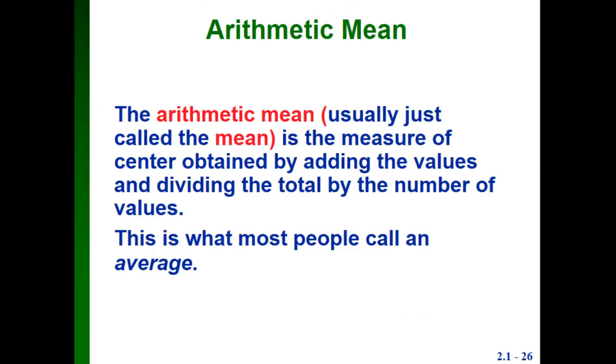Our first measure of center we're going to talk about is the mean. And this is actually the arithmetic mean, but we usually just call this the mean. And this is the same as the average. So it's what we get if we add all of the values together and then divide by the total number of values.